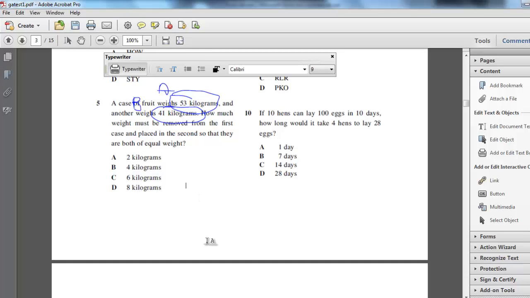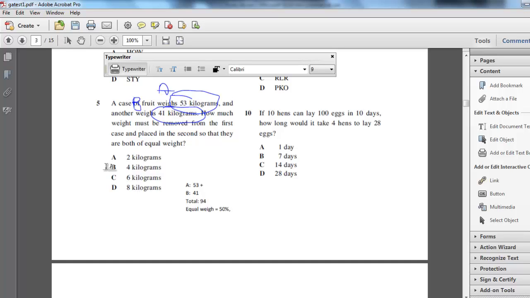What I'll do is I'll sum those two amounts together. A equals 53, so you plus B, which is 41. Okay, total is 94. Okay, you know that in total it's 94 kilograms. The other information there is this idea of equal weight. What that means, it needs to be a 50% split.